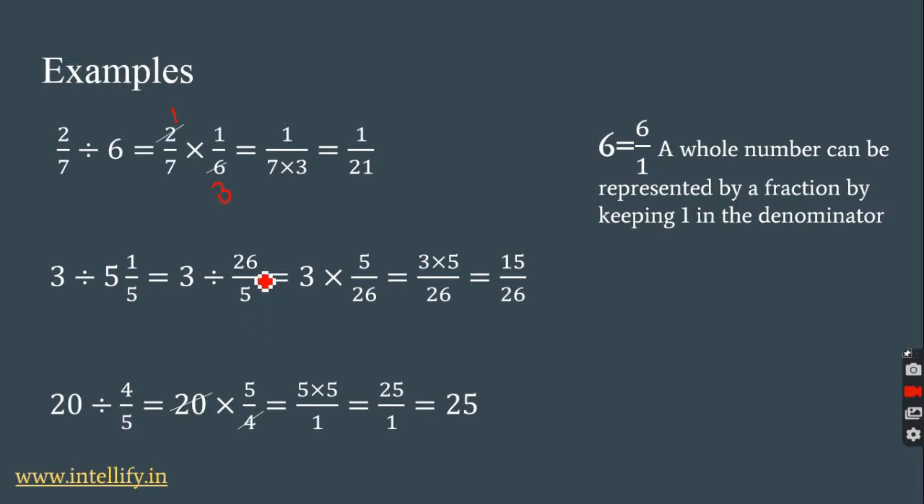Now let's take the reciprocal of this and change the sign. We have 3 into 5 by 26. Nothing to be cancelled here. So 3 into 5 by 26, that is 15 by 26, which is the answer.